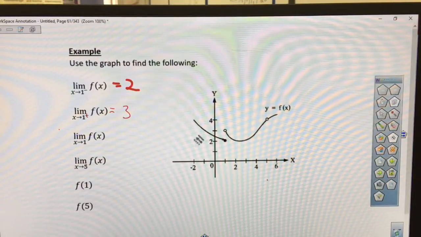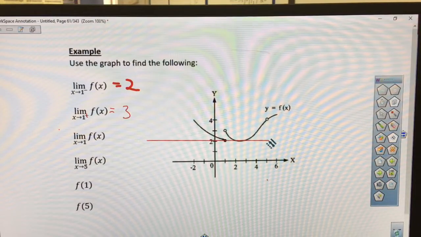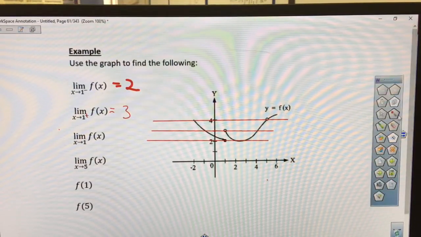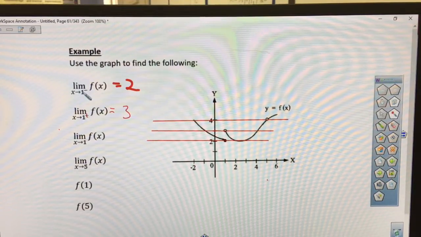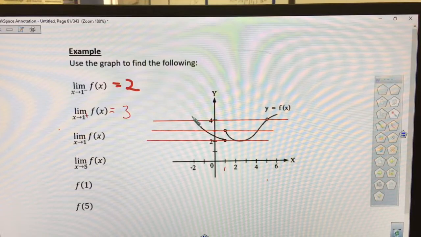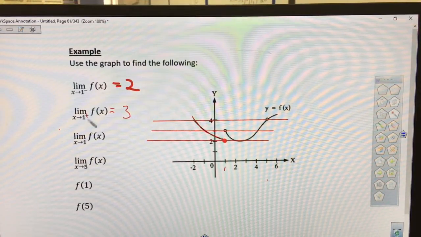Alright, let me put a horizontal through here. From the left or the right? Alright? And these are the y values. Those red lines represent the y values. So I'm approaching 1, and that's down here. I'm approaching 1 from the left. Okay? So I come along the left side here as I'm getting closer and closer to x value 1. What y value am I getting close to? 2. Now it says from the right.